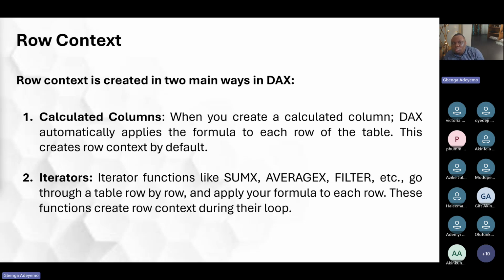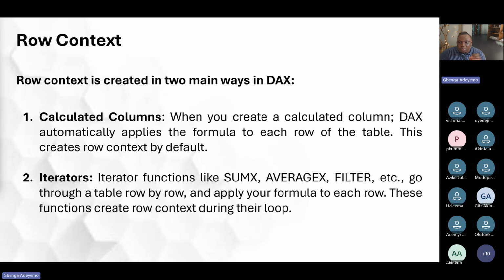Number one, when you create calculated columns. I'm sure you understand what a calculated column means. You are creating an extra layer of column that did not come with the data originally. You are creating a new column for different reasons. Now, when you create a new column, the evaluation of your DAX expression is on a row by row basis on a table.